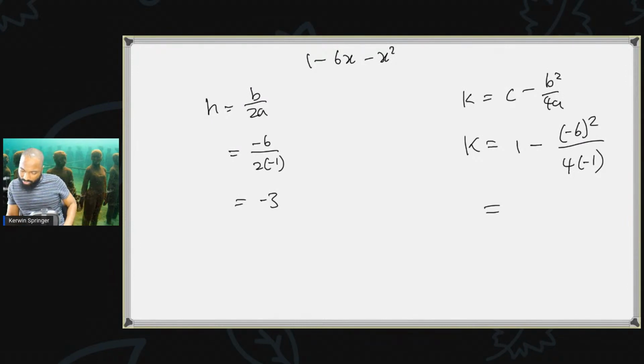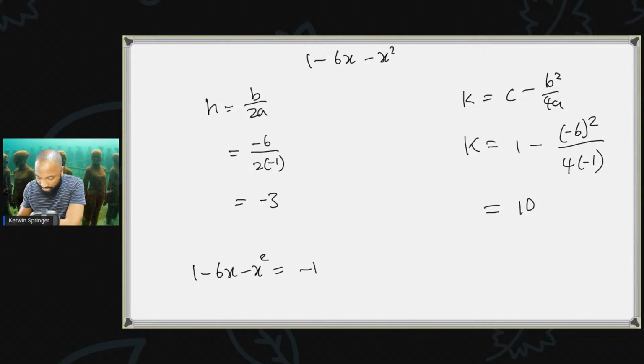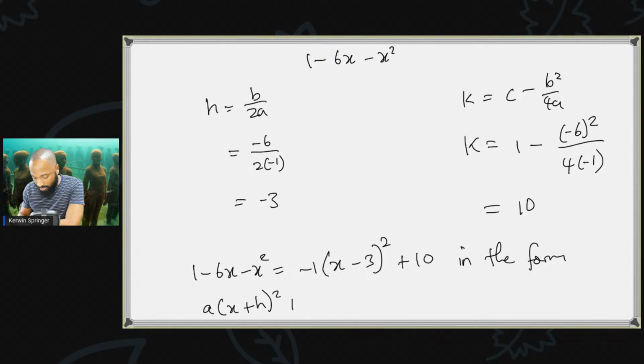Really? Yes, it does give you 10. So 9 plus 1 is 10. So therefore 1 minus 6x minus x squared is actually equal to -1 times (x plus 3) squared plus 10, in the form a(x plus h) squared plus k, where h is equal to 3 and k is equal to 10.